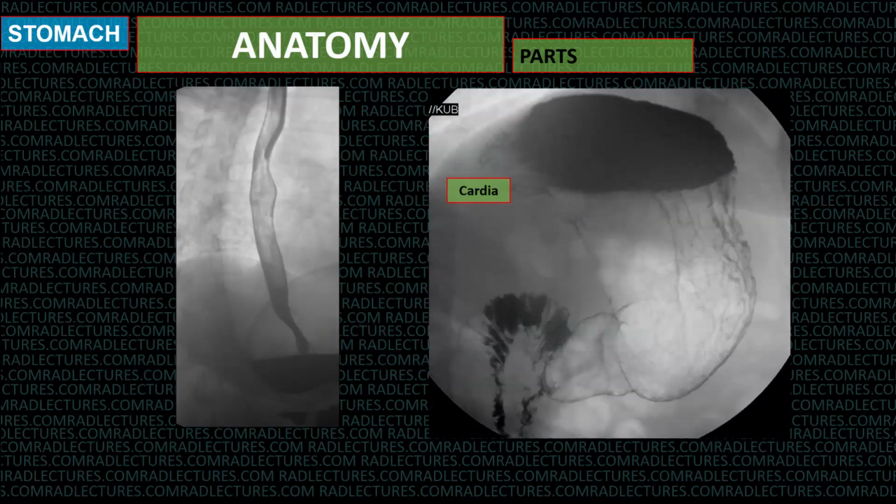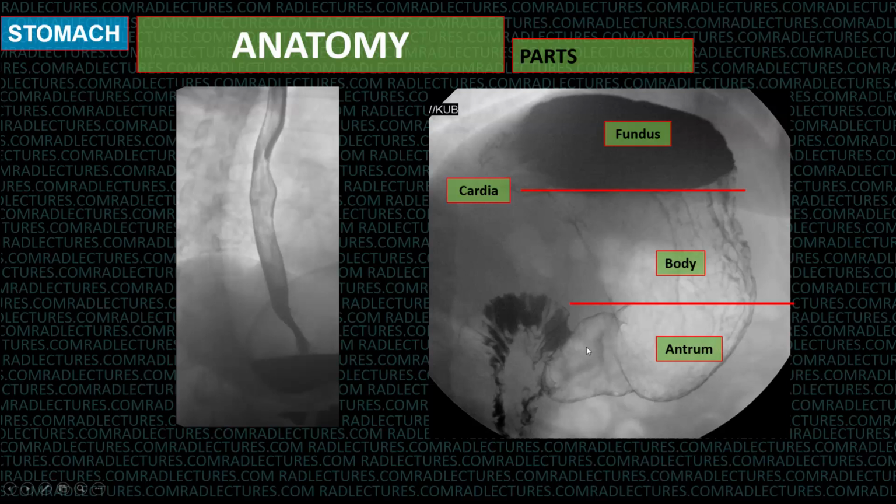And from the cardia, if you draw a line horizontally, the portion above that line is called the fundus of the stomach. Below that line, there is the body.